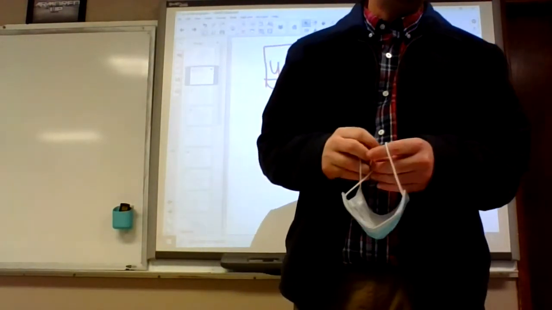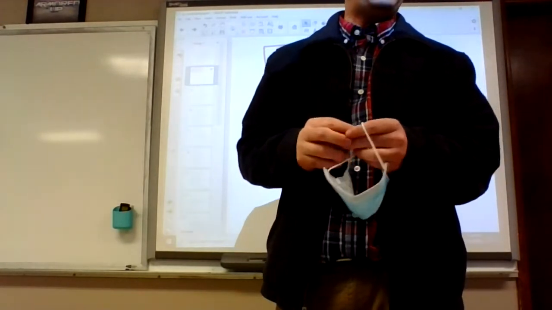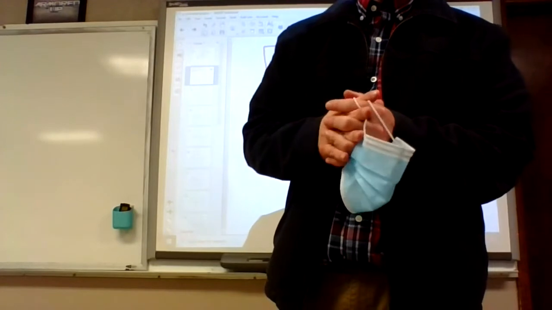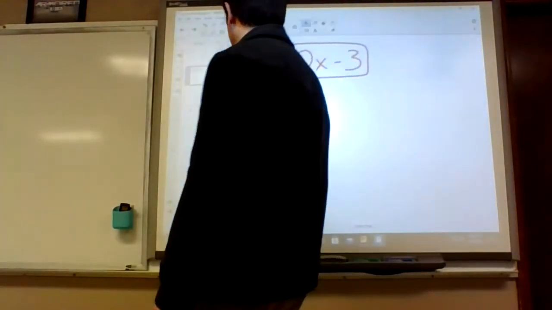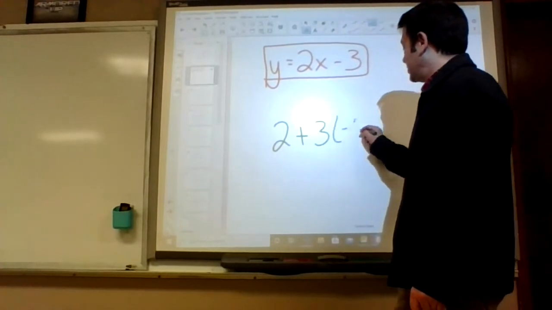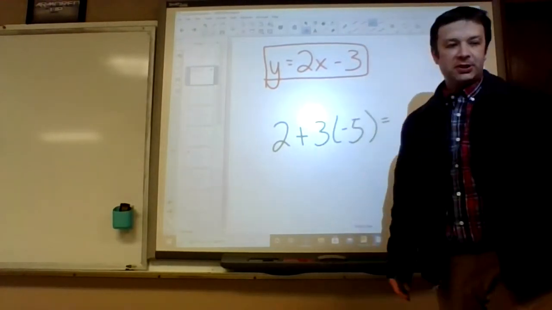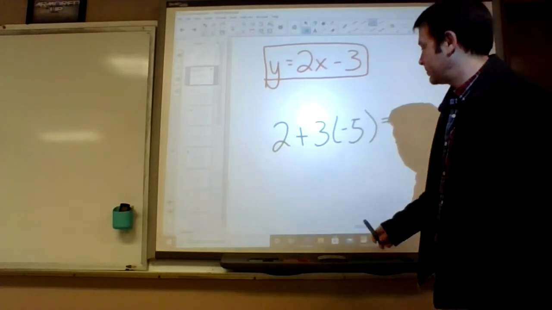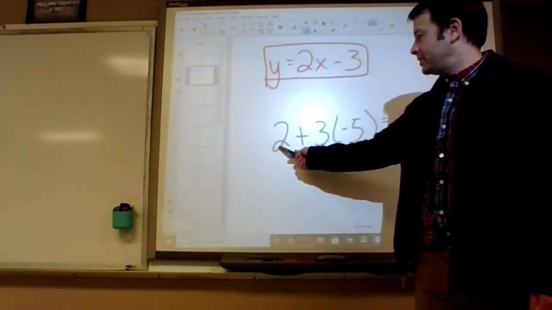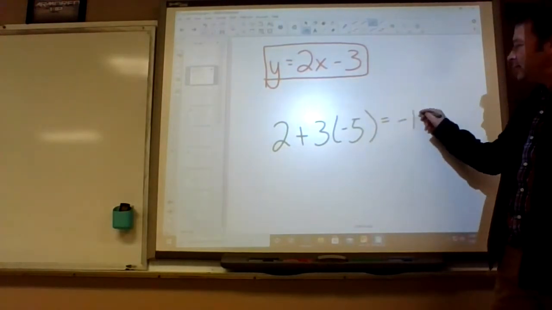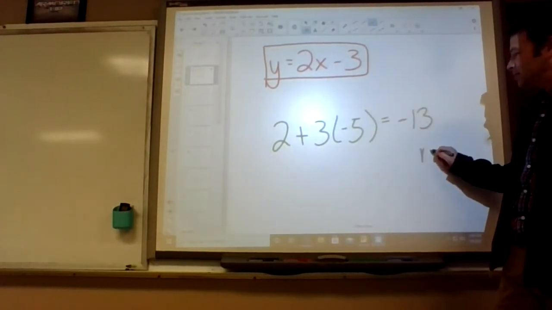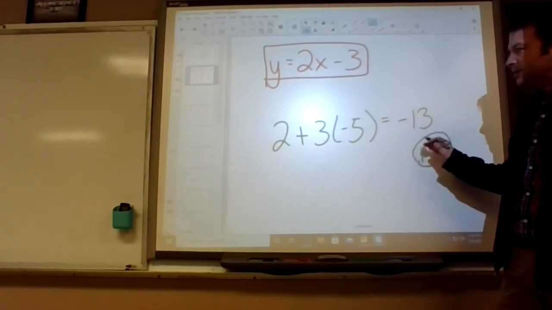Number 9: is 2, negative 5 the solution? If you plug in the x and the y, you get 2 plus 3 times negative 5. Does that equal 13? What's 3 times negative 5? Negative 15. What's negative 15 plus 2? Negative 13. Is that what it's supposed to equal? No. So this one is not a solution. That's number 9.